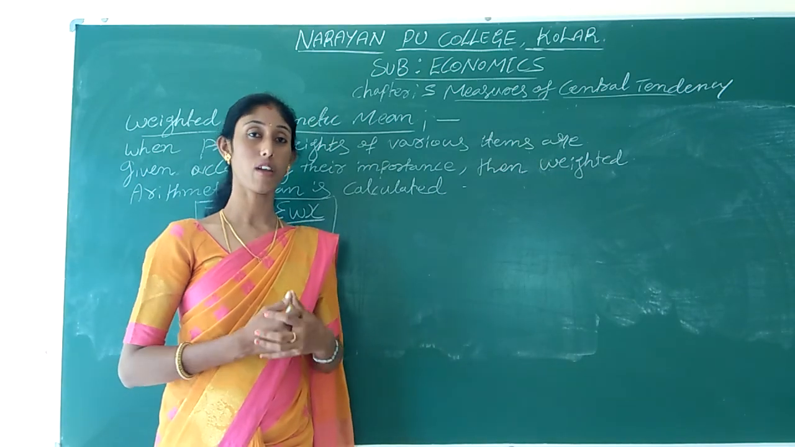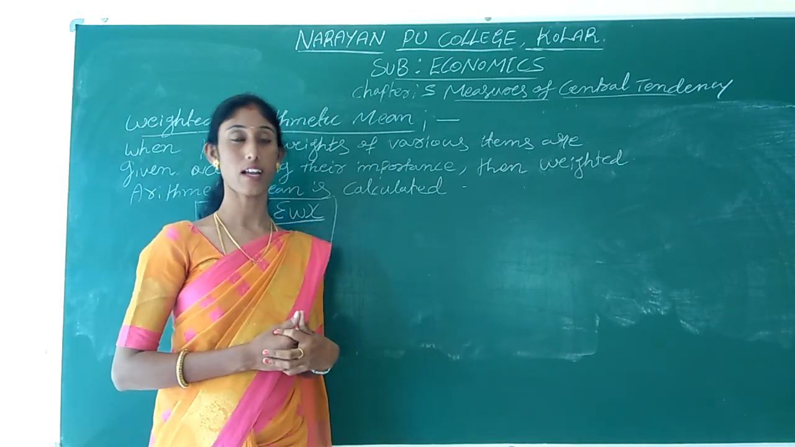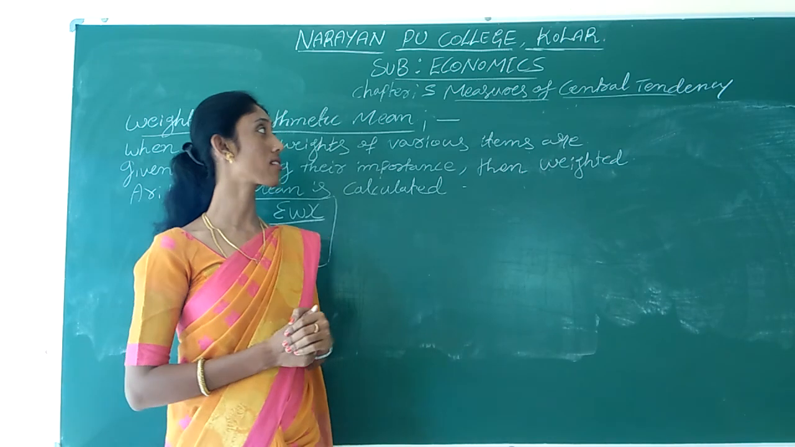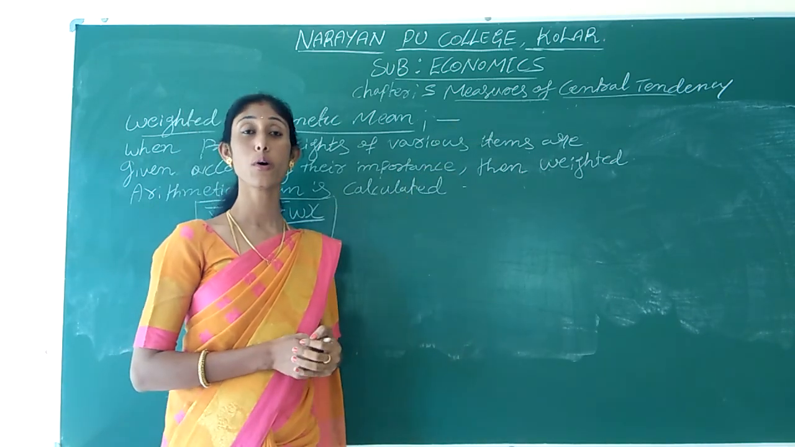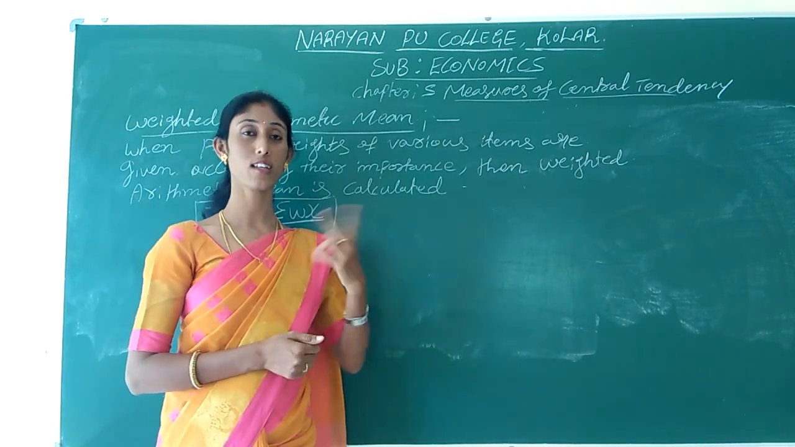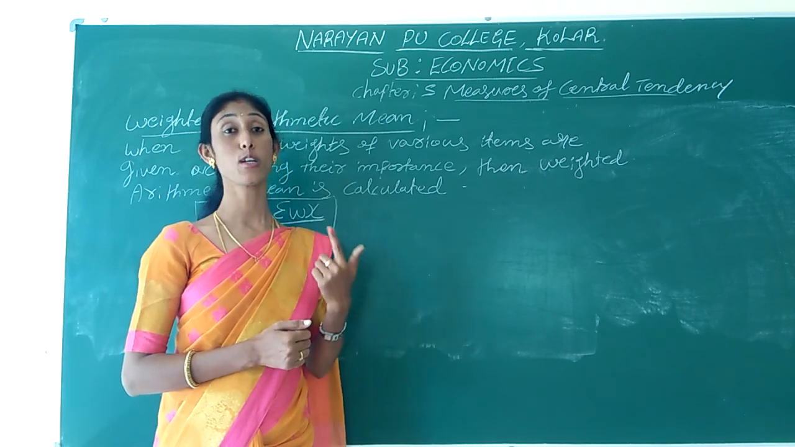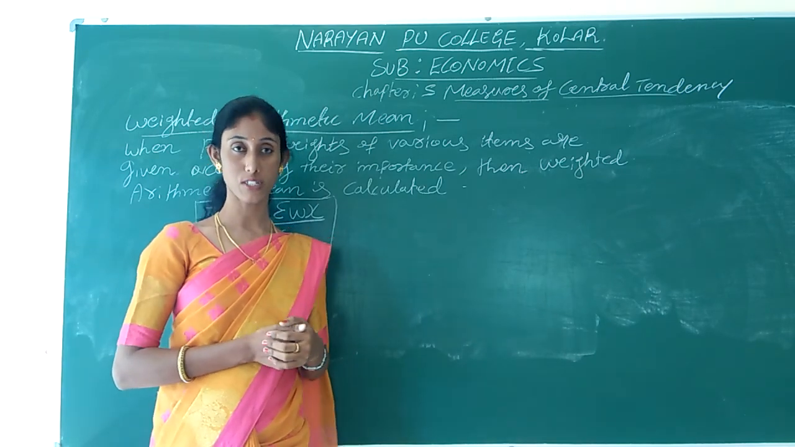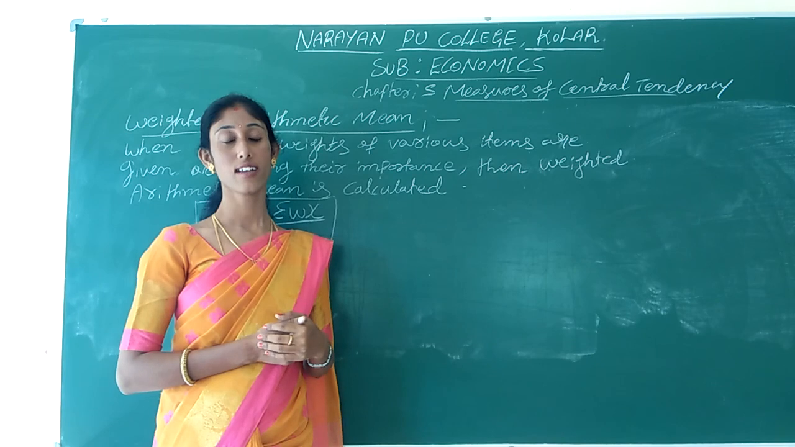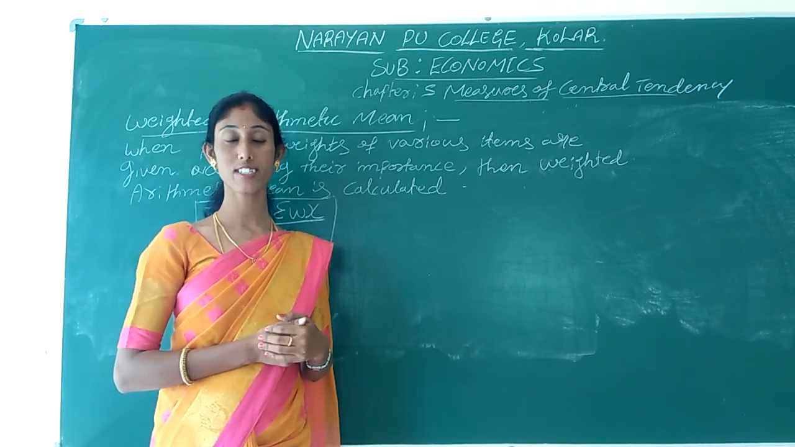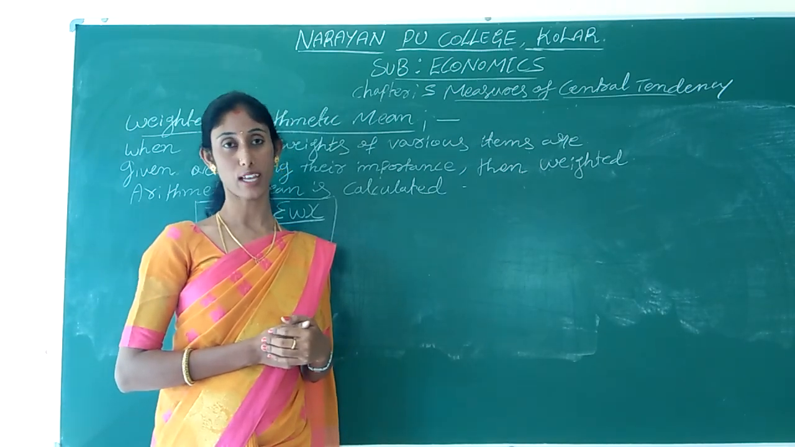I hope all of you understood the arithmetic mean. Two more methods remain in central tendency to find out the average. What are the 2 methods? Median and mode. From the next session onwards we are going to start one more type of average, that is median. Thank you everyone.